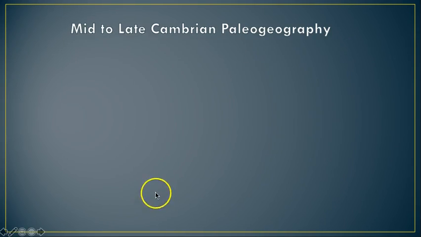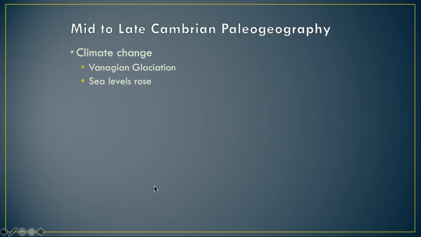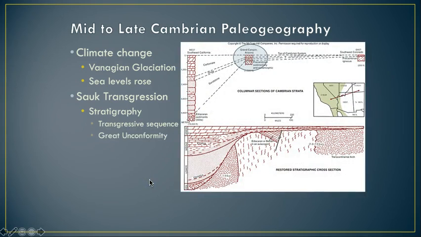The climate changed as Vanadian glaciation, snowball Earth, ended. The warming climate melted glacial ice and sea levels rose, further increasing the area of offshore sedimentary basins. The Sauk transgression refers to stratigraphy that records rising sea levels as transgressive sequences. For example, in the Grand Canyon, Cambrian strata is deposited on significantly older Precambrian rock, making what is known as the Great Unconformity. Sea levels continue to rise until the early Ordovician, flooding continents worldwide.